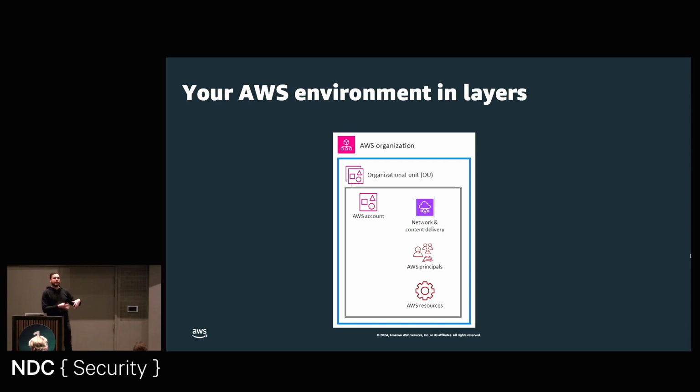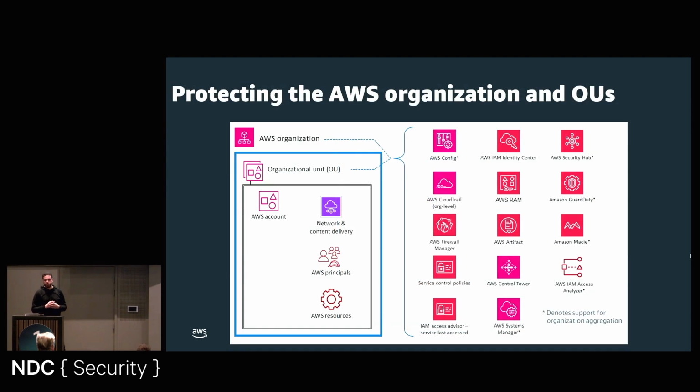And almost side by side, there is the network and content delivery layer, where you need to protect your networking within the AWS accounts, but also your traffic that goes across AWS accounts. All the way down to AWS principals, and AWS principals are the fundamental element of identity and access management on AWS. And last but not least is AWS resources. So let's take them one by one and see how we can apply security at all of these layers.